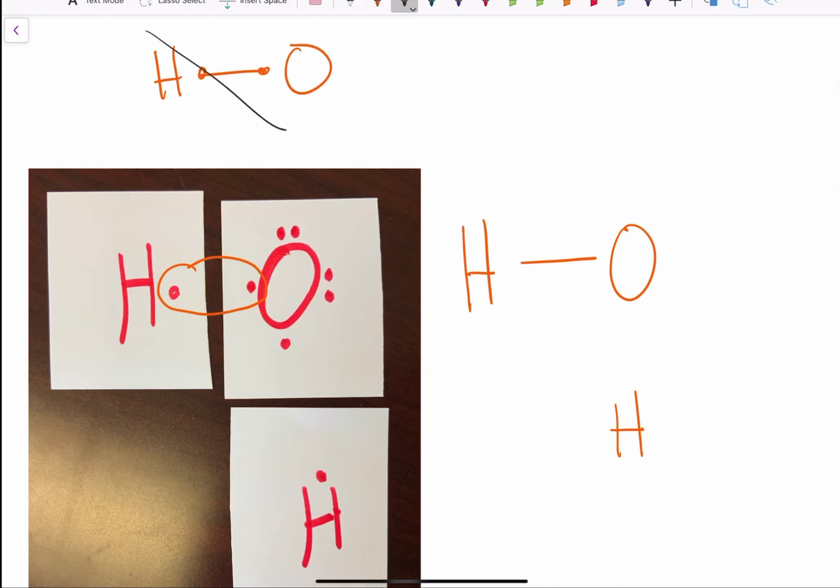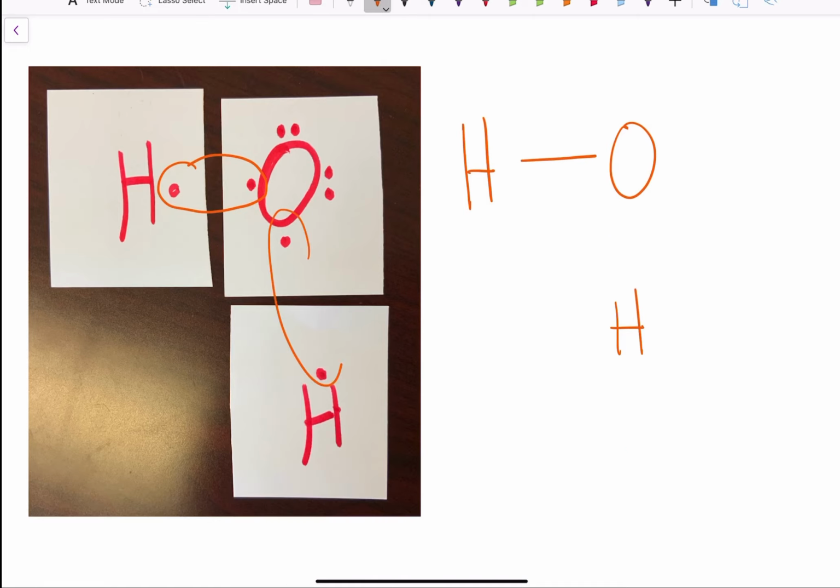Something like this is incorrect. We don't draw it like that. The other bond is here, so we'll draw a line. And then you include lone pairs in your drawing, and we have lone pairs here and here. And that is our Lewis structure for water. So let's go back to our notes and write that down.